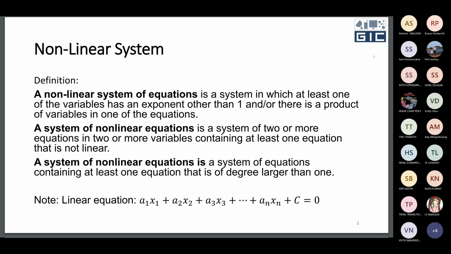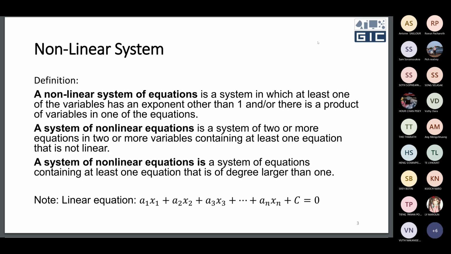So when you have a linear system, as you see in the notes, the exponent is only one. You have a1 x1 with exponent 1, a2 x2 with exponent 1. So in this case, when you have any equation with an exponent of more than one, that system is constructed as a nonlinear system. This is the first definition of the nonlinear system.